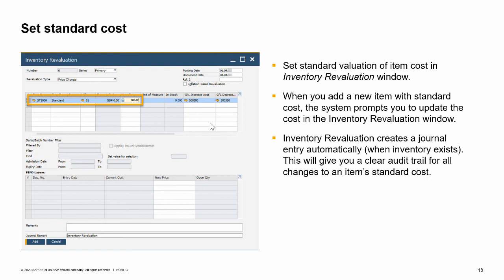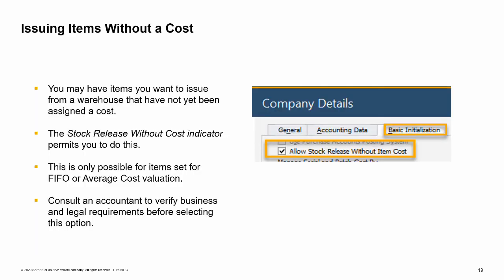Note that if you are using a release prior to 9.2, you will not have this feature, so you will need to enter the standard cost directly in the item master. Sometimes you may have items you want to issue from a warehouse that have not yet been assigned a cost. The Stock Release Without Cost indicator in Company Details on the Basic Initialization tab is a setting that permits you to do this. This is only possible for items set for FIFO or average cost valuation.